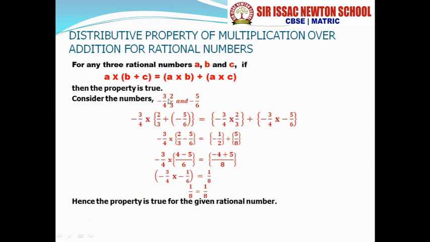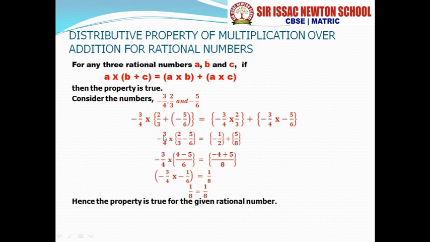Minus 3 by 4 into (2 by 3 plus of, this is a negative value, so the negative value should be placed inside the parenthesis, so plus of minus 5 by 6) equal to A into B, so A is minus 3 by 4 into our B value is 2 by 3, plus A into C. Our A is minus 3 by 4 into our C value is minus 5 by 6. I have just applied the values in this property. Okay, our A is minus 3 by 4, B is 2 by 3 and C is minus 5 by 6.